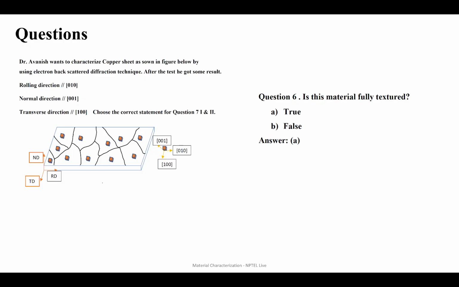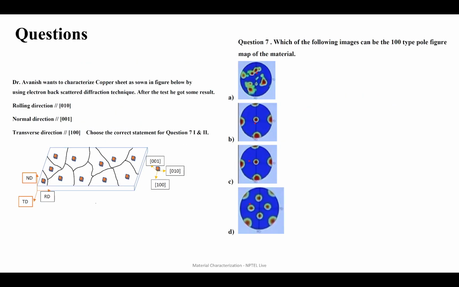The answer is A, true. It is fully textured because in all of the regions you can get crystallographic data properly, so all of the grains have proper texture. Which of the following images can be the 100 type pole figure map of the material?